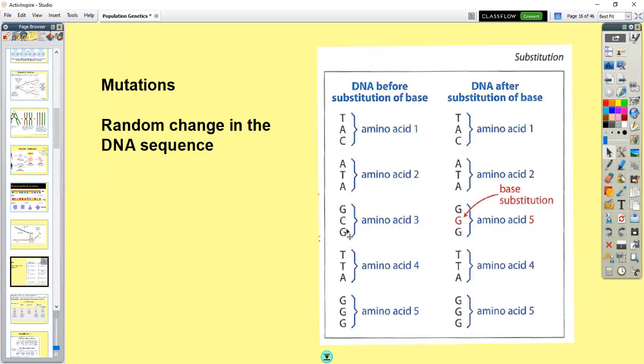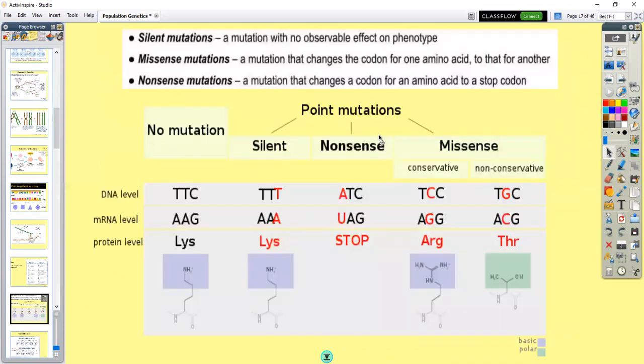This one, GCG, codes for amino acid 3. If it was substituted, so the C was substituted for a G during replication, if something went wrong and it's substituted for a different base, then the amino acid would be different. And you can see here that codes for the same amino acid as the one down at the bottom. Okay. Some mutations are silent, in which they have no effect. Okay. Some have a bit more of an effect, as you can see down below here.